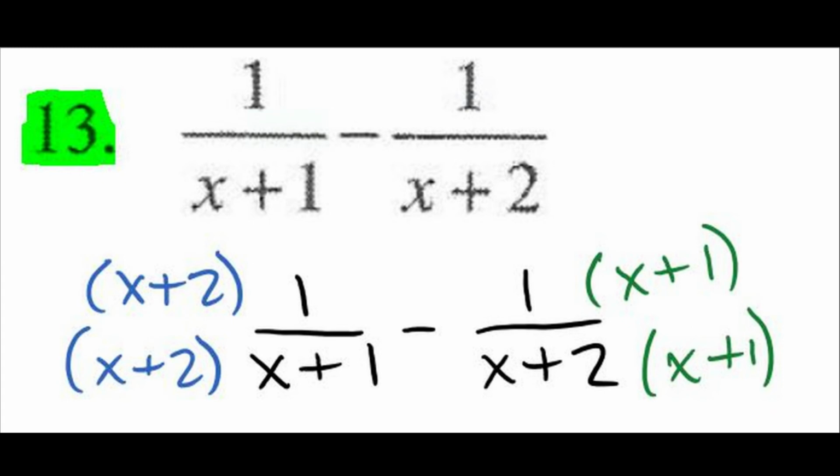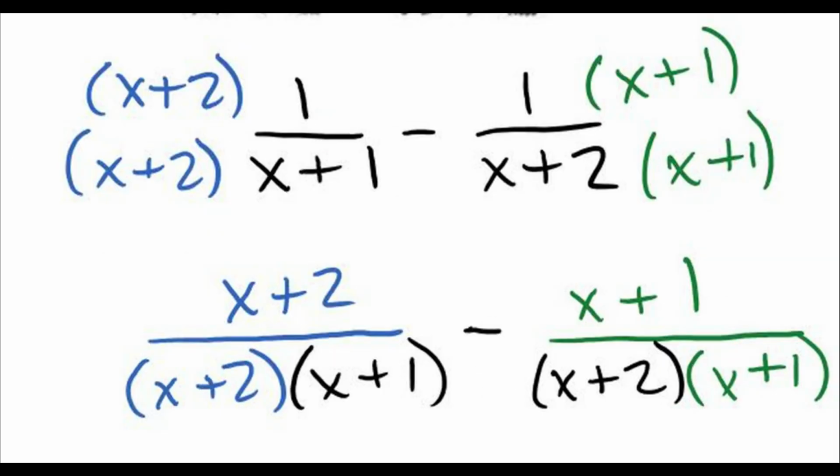So if I do that, you're going to end up with x plus 2 up top. And then on the bottom, I'm not going to FOIL that all out unless I absolutely have to, and I don't have to here. I'm just going to leave it like that. So it's going to be x plus 2 times x plus 1. Now, it's still being subtracted. On the right side, I'm going to multiply this by x plus 1 over x plus 1. Up top, I'm left with x plus 1, and on the bottom, I'm going to have the same thing as I did with the blue.